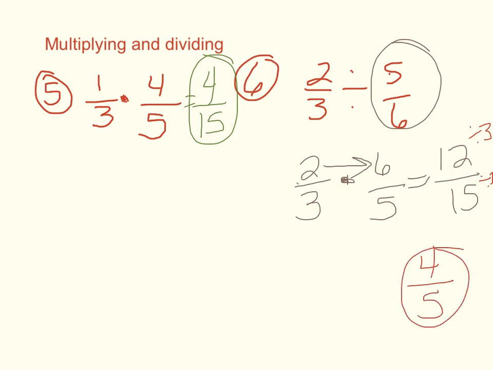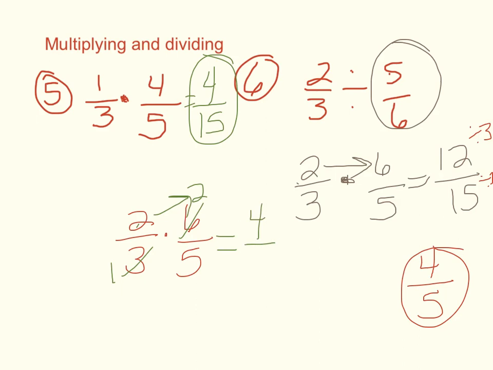Now another thing you can do, back here we had 2/3 times 6/5. What I was talking about earlier, you can look and see a 2 and 5. Will anything go into both of those? No. But 3 and 6, 3 will go into both of those. So you can simplify early. 3 goes into 3 one time, 3 goes into 6 two times. And then 2 times 2 is 4. 1 times 5 is 5.